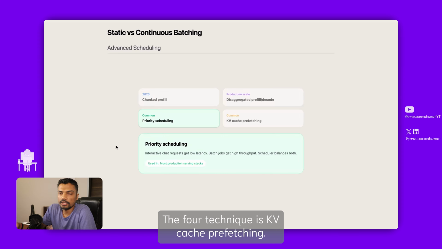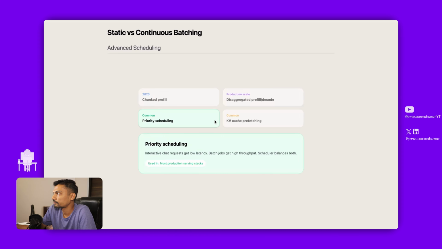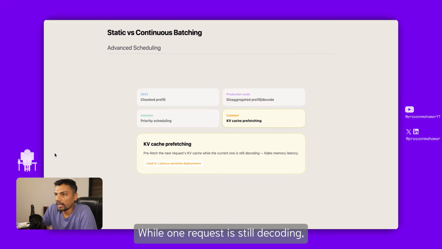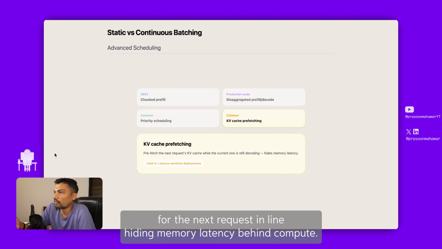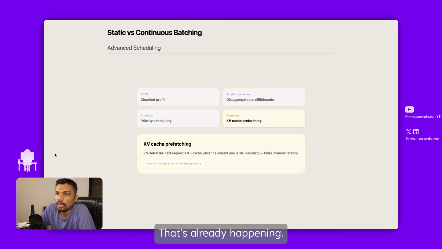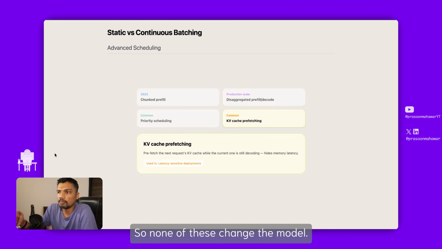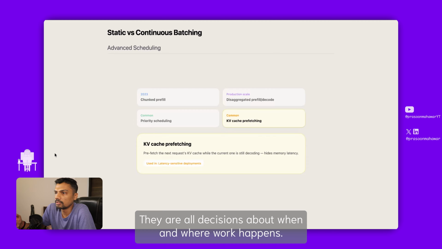The fourth technique is KV cache prefetching. While one request is still decoding, the system can prefetch the KV cache for the next request in line, hiding memory latency behind compute that's already happening. So none of these change the model. They are all decisions about when and where work happens.